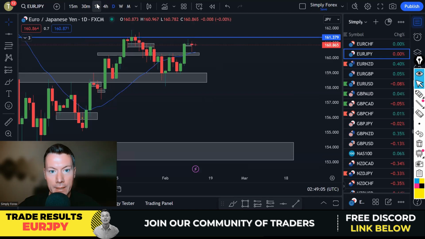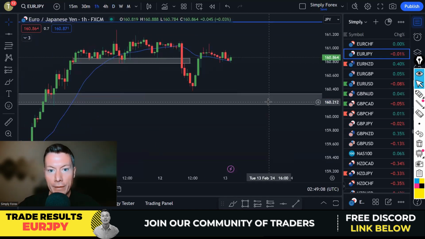If we drop down to the H1, everything was breaking down. We broke this level, this grey zone through here, and everything broke down.